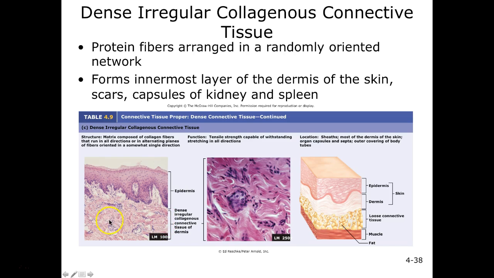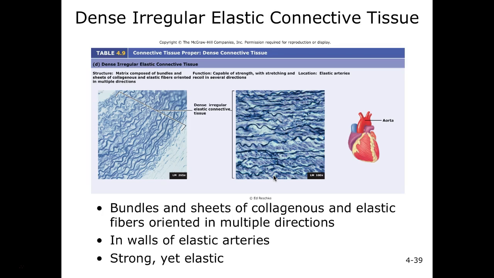So you can kind of see how we have that irregular, messy look to it as far as the collagen fibers in here. This is a nice little close-up of exactly what it looks like. So again, your collagen fibers and those fibroblasts in there. We'll also see it as a part of the scars that can form on our body and it forming the capsules around our kidney and spleen.